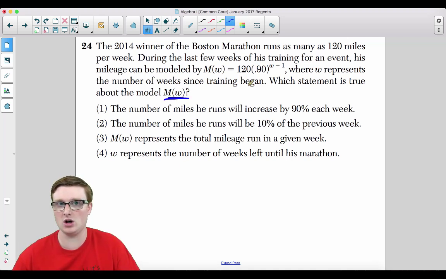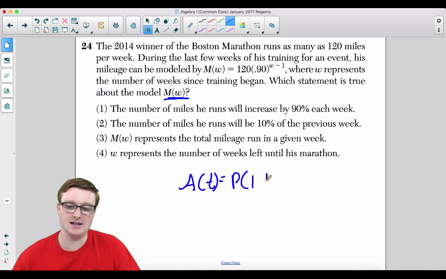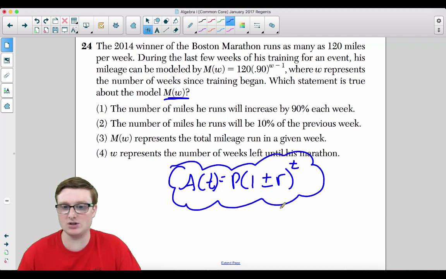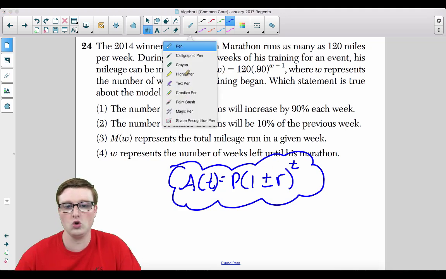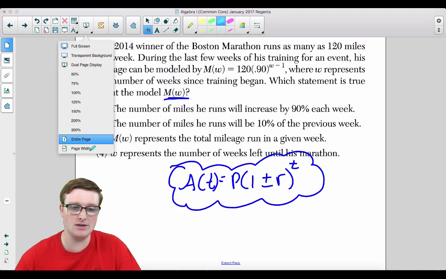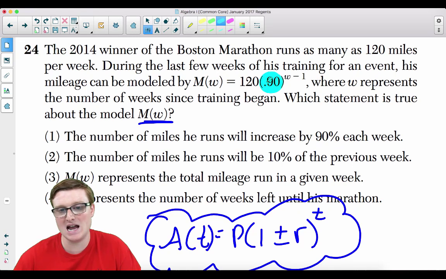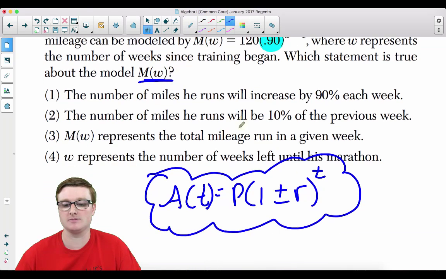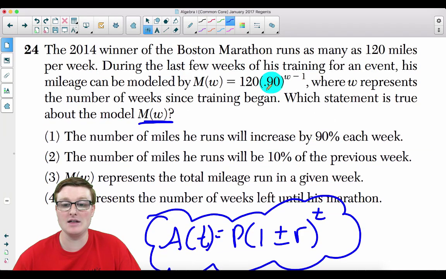Well, first and foremost, let's talk about this for a second. Make sure that you know this formula. I can't emphasize this enough. It appears every single year on the Regents and every single test. A of t is equal to the principal times 1 plus or minus a rate raised to the t power. Look at this number in here. That's 0.90. That means that this is going to be a decay function.